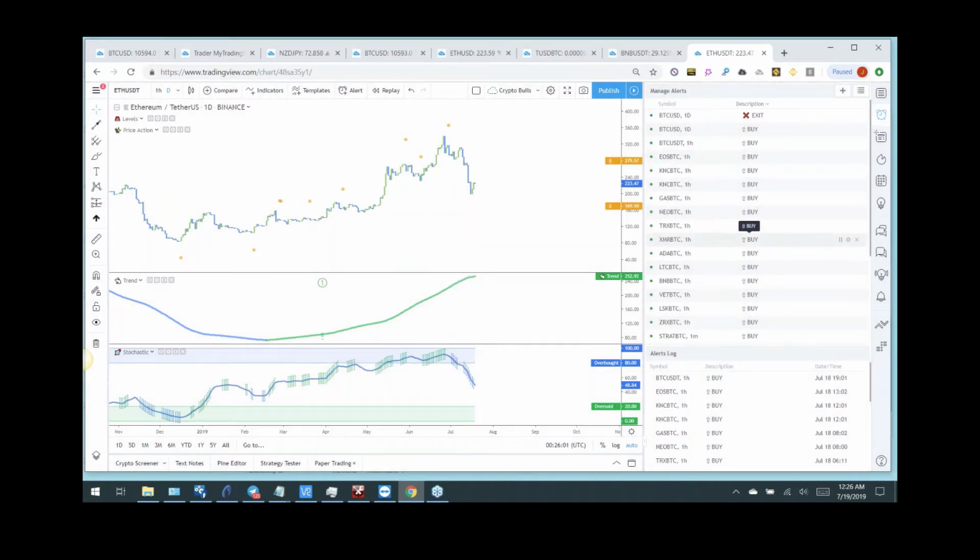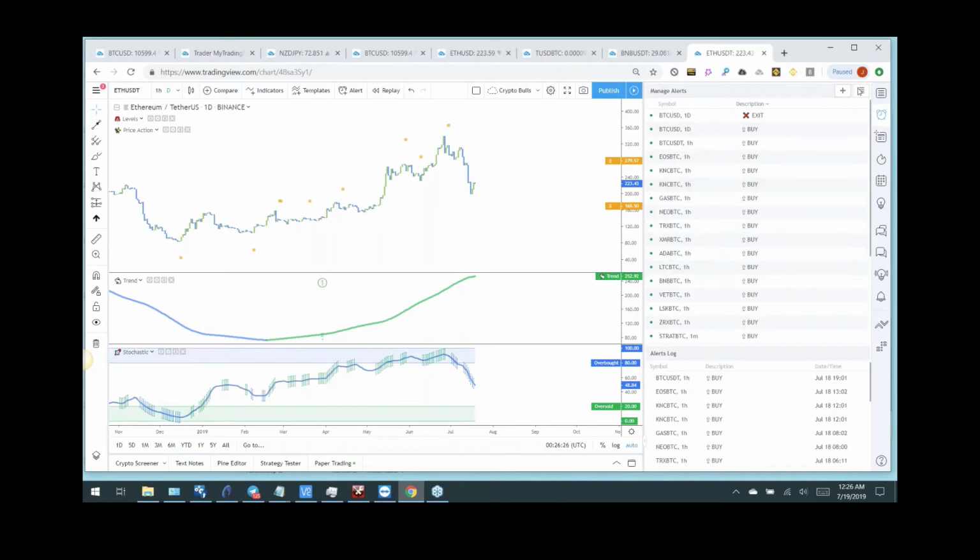Yes, and it's done. Now, all this technology is cloud-based technology. So what it means is that once you set your alerts and everything is set, you can log out of this, you can turn it off. You don't have to worry about staying logged in. When the condition is met, the alert will automatically trigger and come to your phone.